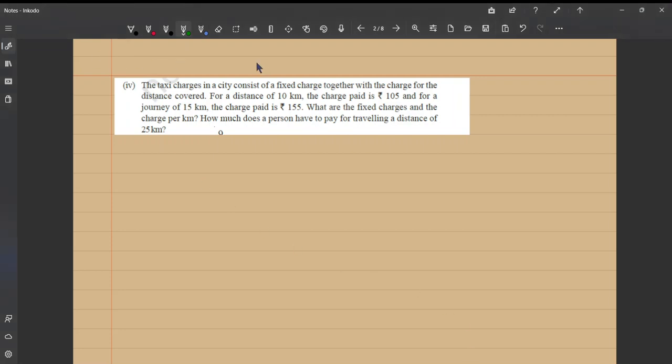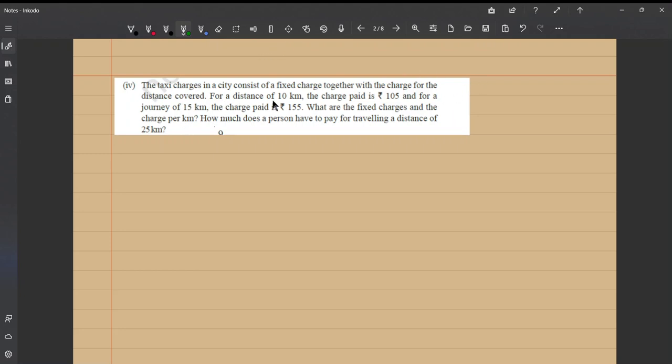Hello children, this problem involves taxi charges in a city. Let's read the problem first. The taxi charges in a city consist of a fixed charge together with the charge for the distance covered. Okay, always we'll have to pay something fixed plus the rest of the other charge depends on the distance covered.